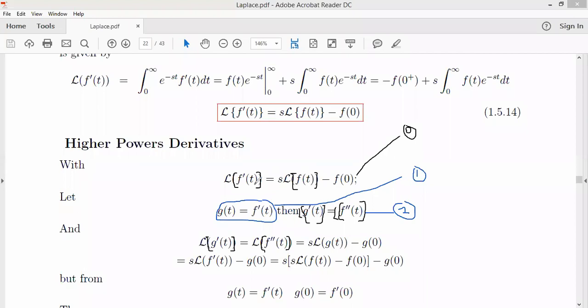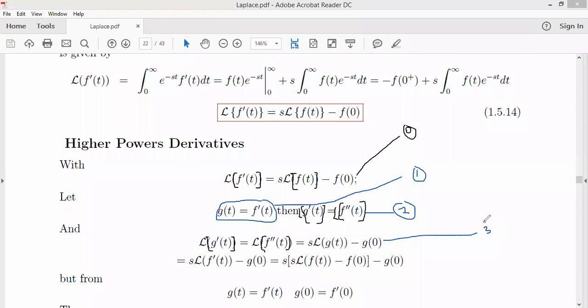From equation zero, we know that f prime t is that, implying that g prime t is the same as sL g t minus g zero. I'm simply substituting the f with g. We already know the derivative. This was f, which was f zero. So if I substitute, it means I have now got equation three here.